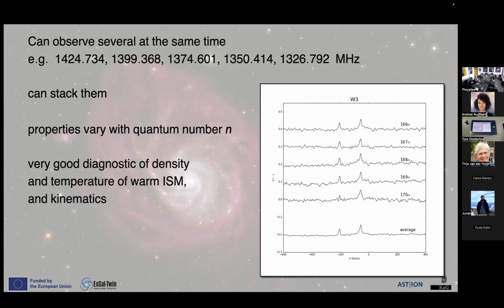This is the true strength of these recombination lines. If your band is broad enough, you detect several of them, and you can improve your signal to noise. And it's a very good diagnostic of the temperature of the warm ISM. Whether they are in emission or in absorption depends on many physical parameters. So it's a really good tool for studying the ionized ISM.